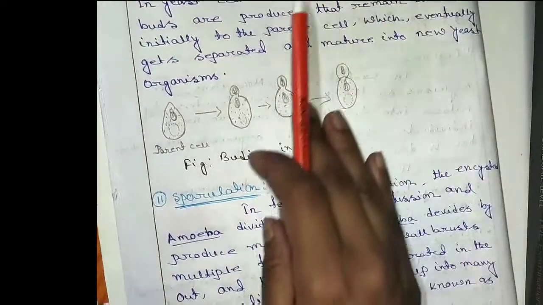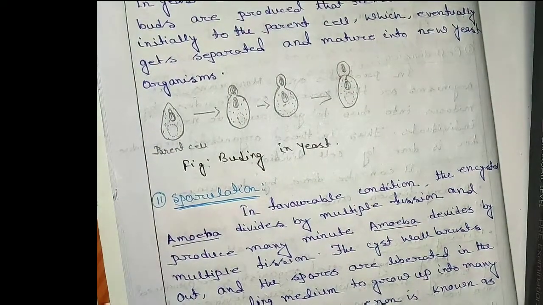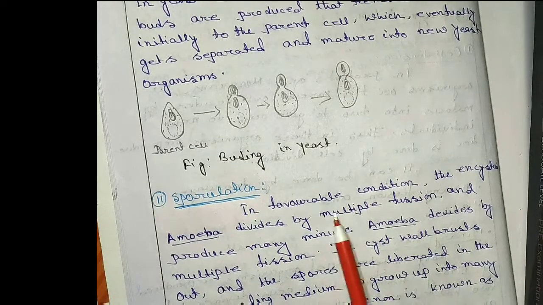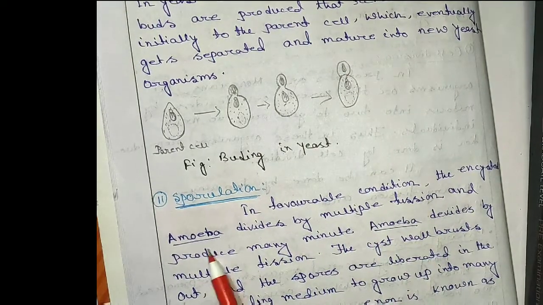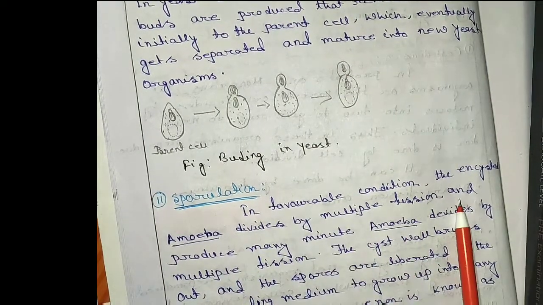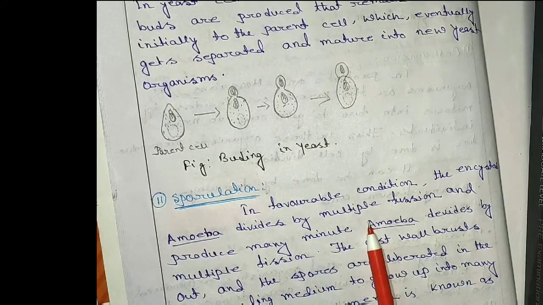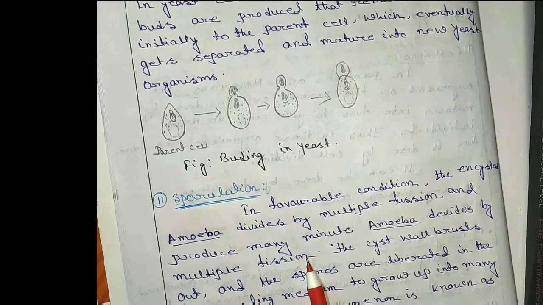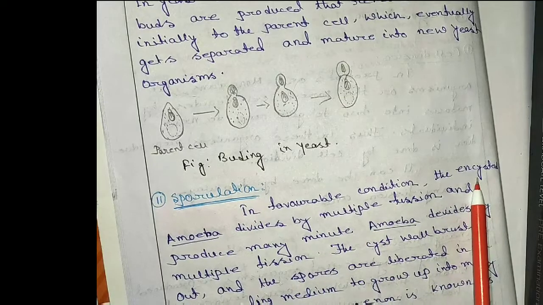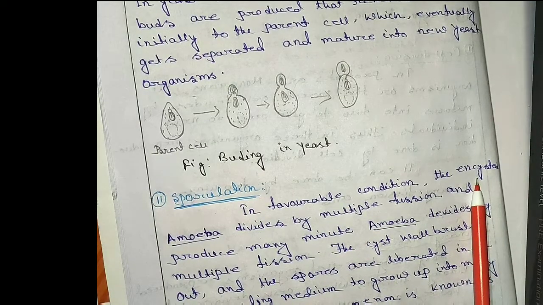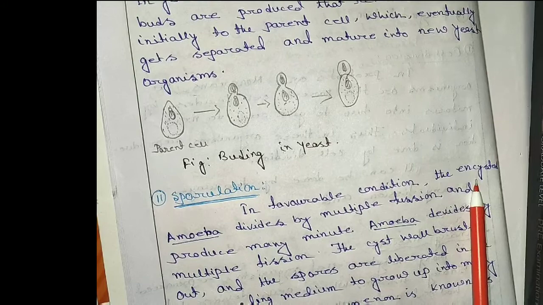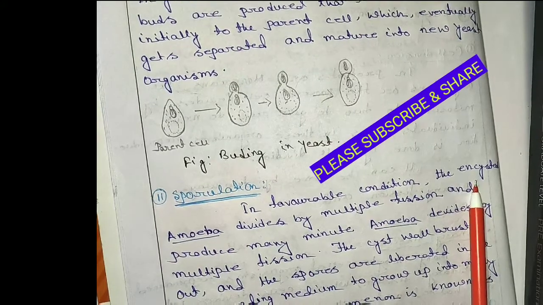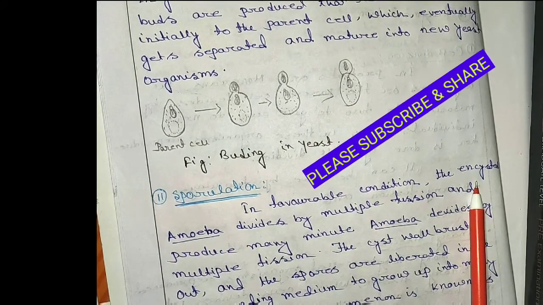Now sporulation. In favorable conditions, the encysted amoeba divides by multiple fission and produces many minute amoebae. Here we have to know what encysted means. Encysted means a cyst-like structure. So in the body of the amoeba, a cyst-like structure is produced.